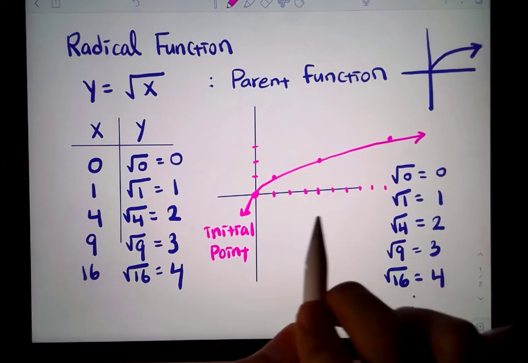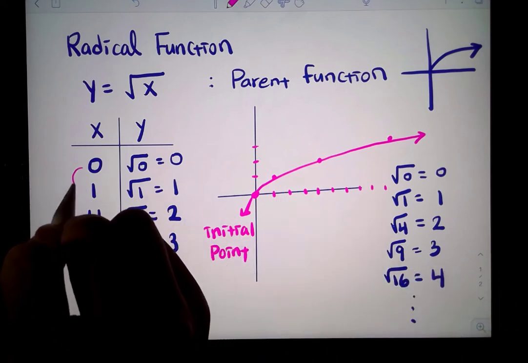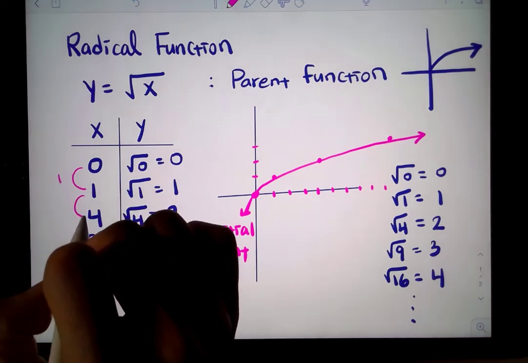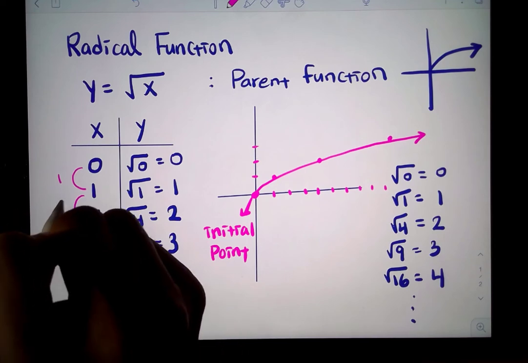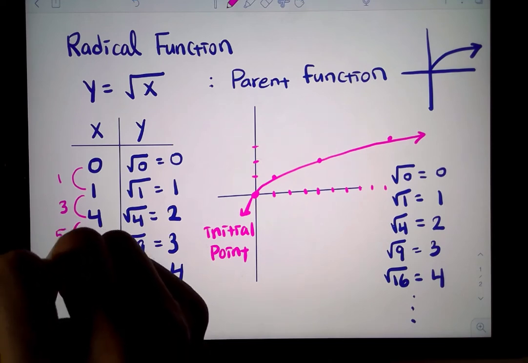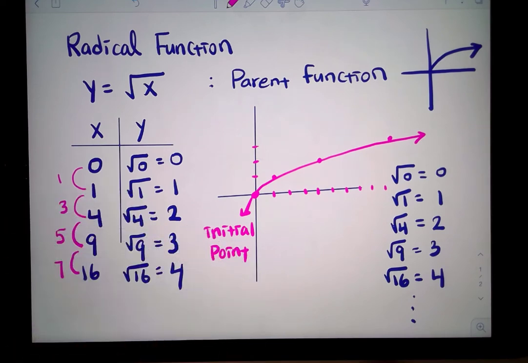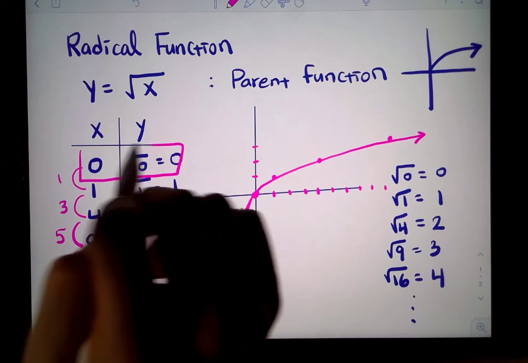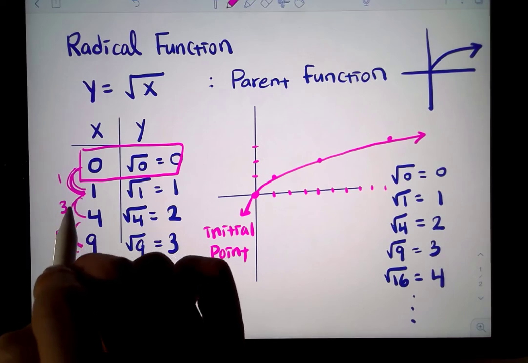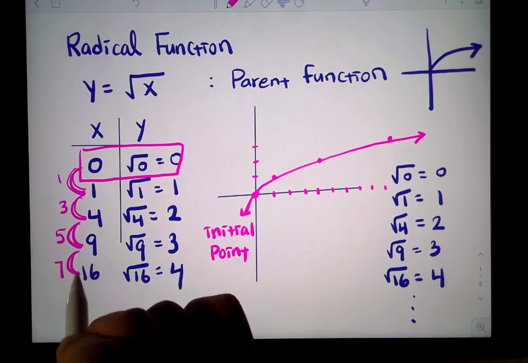To get those, I'm going to give you an easier way. Whenever you get your initial point, look guys, what's the difference between 0 and 1? That's 1, right? And what's the difference between 1 and 4? That's 3, right? And what's the difference between 4 and 9? That's 5, right? And then 9 and 16, that's 7. So you see these odd numbers? Whenever you get your initial point, just add odd numbers. You add 1 and you will get the next point. You add 3, you will get the next point. You add 5, you will get the next point. You add 7, you will get the next point.